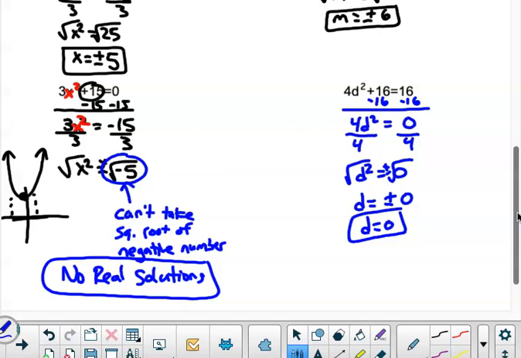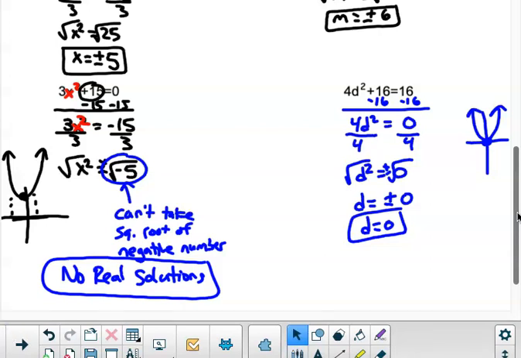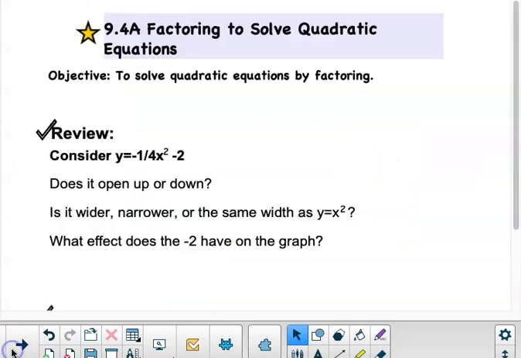The graph of that would look like this, where there's a dot right at 0, and then it's opening up from there. This one's opening up because there's a positive 4 up front. So what you're finding is the x-intercepts. This is just a way to find the x-intercepts without having to graph it. If you see this set up where you can solve by square roots, it's always a good idea.